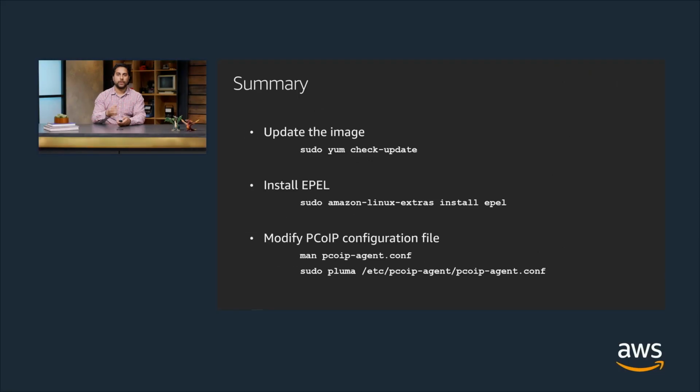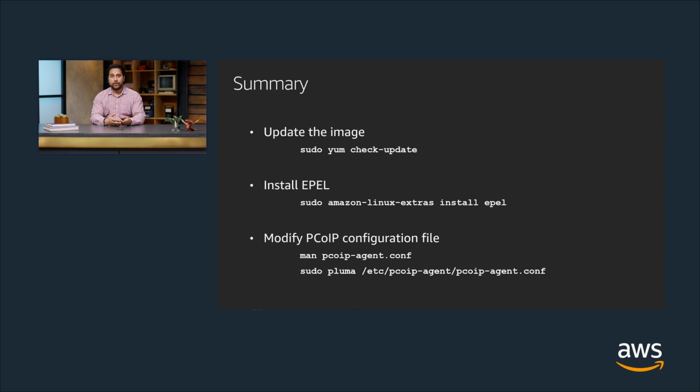Okay, so once you're done with that, what you will do is create a custom image from it. But let's take a look at the summary of what we achieved in this demo. First of all, we ran a yum update. And then we installed EPEL. EPEL is a very famous enterprise Linux repository. Amazon Linux Extras has that repository, so we will install EPEL.